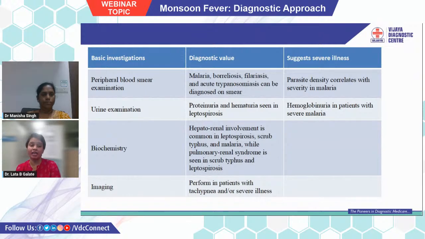Biochemistry tests like LFT and KFT, which is nothing but kidney function test and liver function test, help us rule out involvement of the hepatorenal and pulmonary-renal systems, which indicate the diagnosis of scrub typhus and leptospirosis. Imaging studies are helpful in case of a complication like dengue fever, ARDS syndromes, and perforation in case of typhoid.